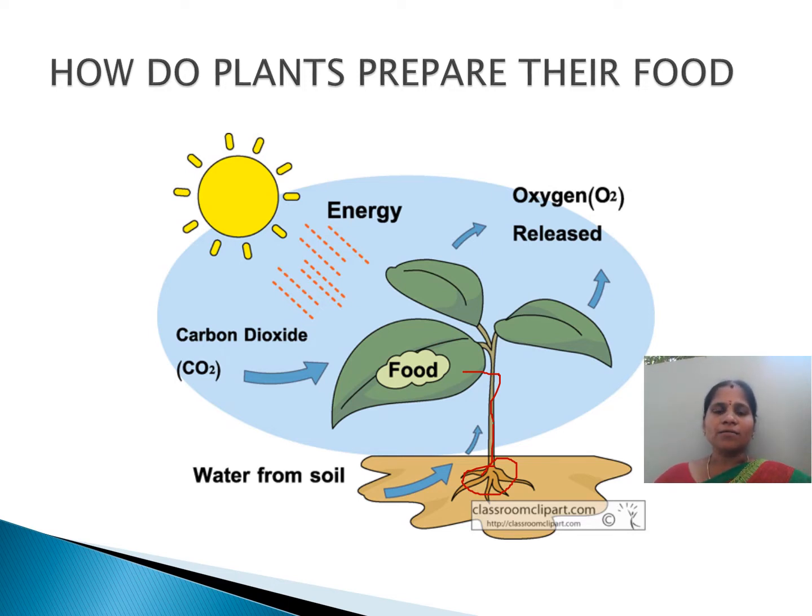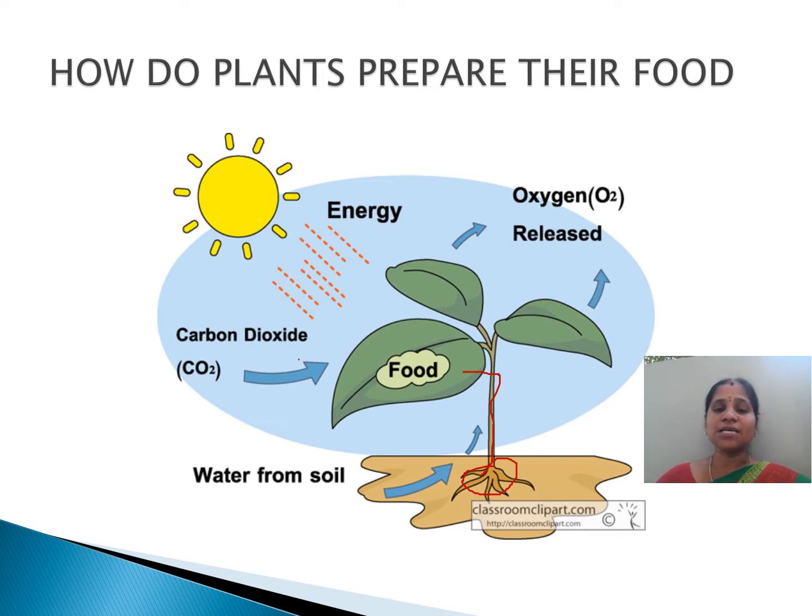The air is absorbed by the stomata. What is meant by stomata? The tiny pores present on the underside of the leaf are called stomata. So through the stomata, carbon dioxide enters into the leaf, and through the root and stem, water and minerals will also enter into the leaf.